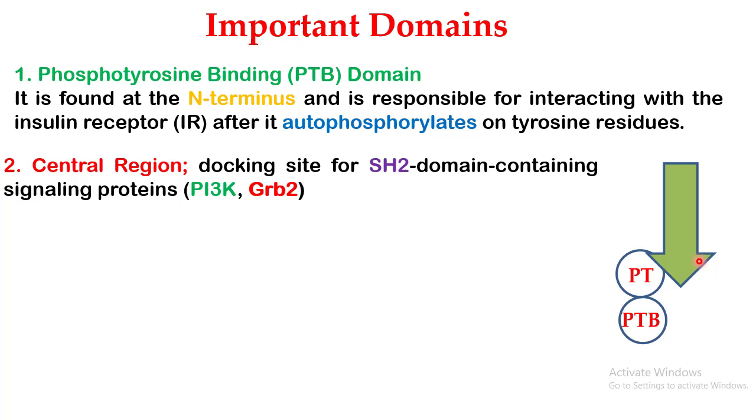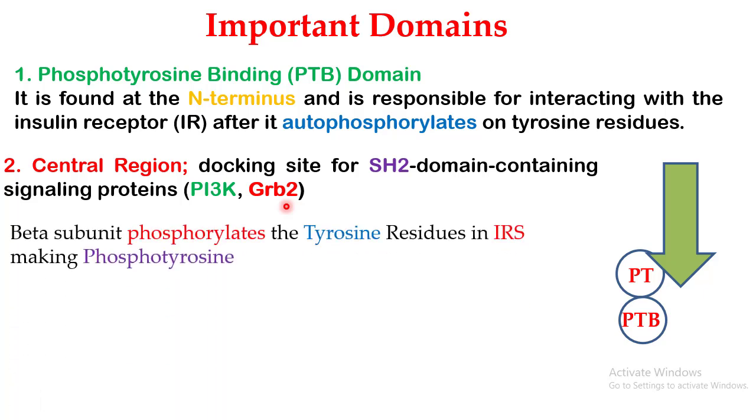Another important domain that you see in the IRS is known as the central region. The central region provides a docking site for SH2 domain-containing signaling proteins like PI3K, which we are going to discuss in this pathway, and GRB2, which is very important in the activation of the MAPK signaling pathway. PI3K and GRB2 contain the SH2 domain, so they can interact with the IRS protein utilizing their SH2 domain.